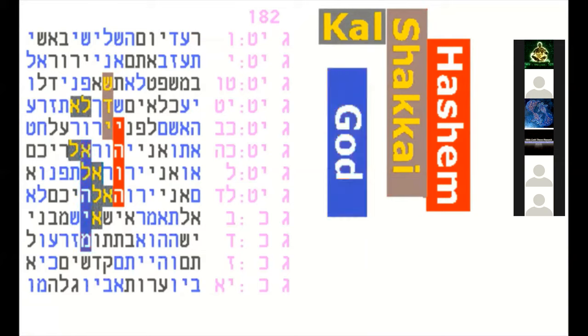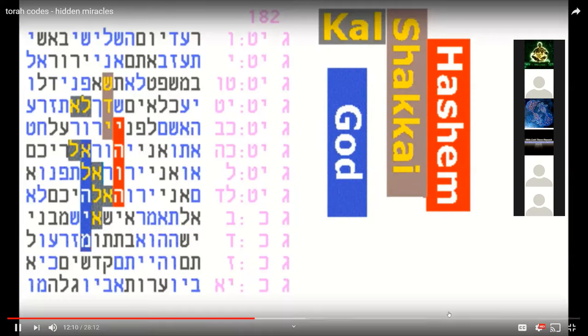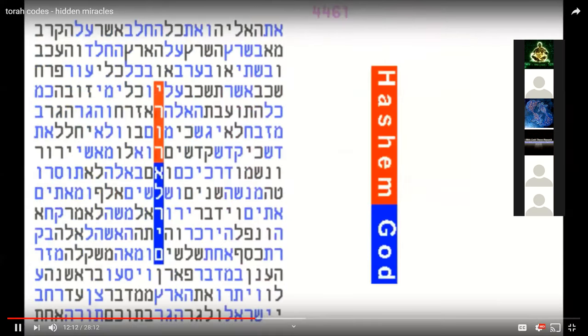Now, let's change the color for a second because we're going to focus on the red and the blue, the two main names of Hashem, Hashem and God. We're going to see if they repeat somewhere else. And the best place to look for them is in a long line because there's only one.